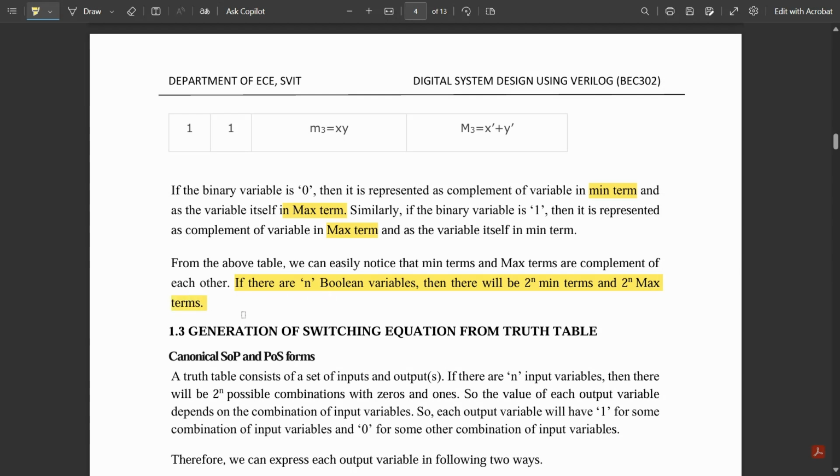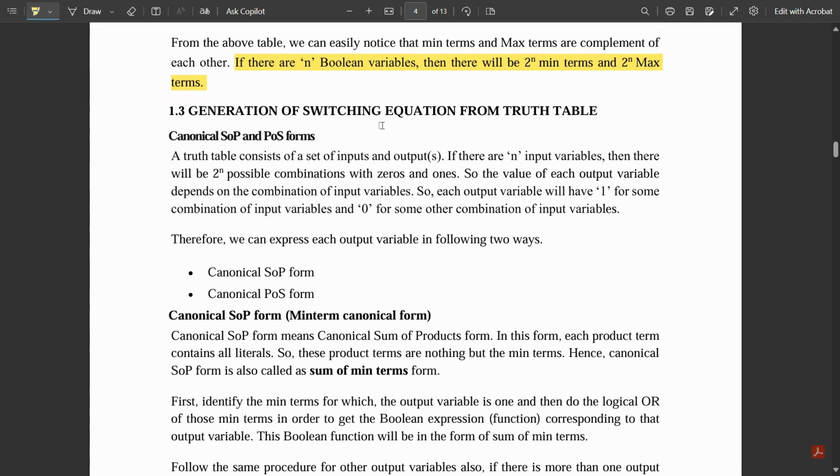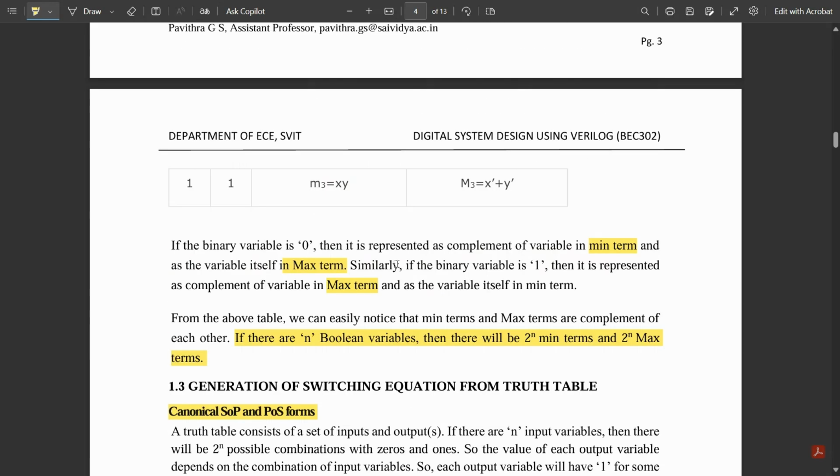So that's all for the video, guys. The next topic we are going to see in the next video is generation of switching equations, that is canonical sum of products and product of sums, that is SOP and POS. So that we are going to see in the next video.